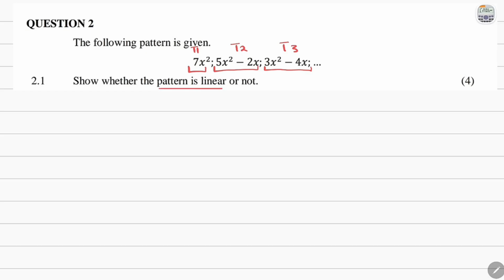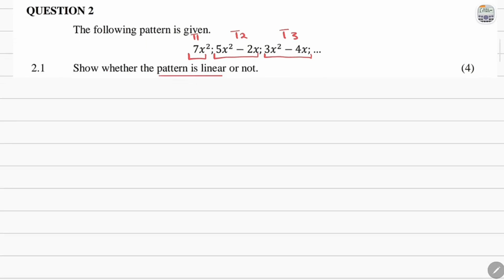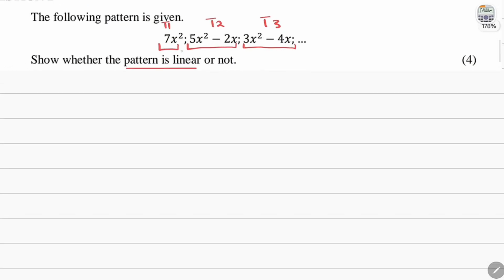So what makes a pattern linear? If a pattern is linear, it means that it has a constant difference. Whatever you add to this term to get to that term is the exact same thing you would add to this term to get to that term.